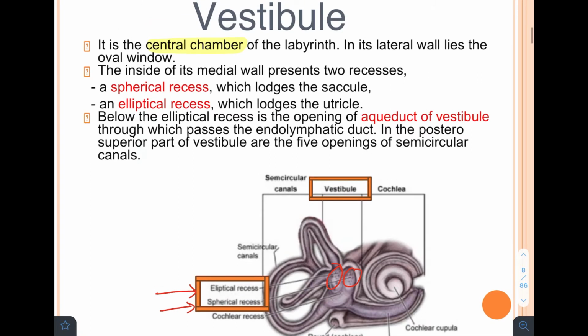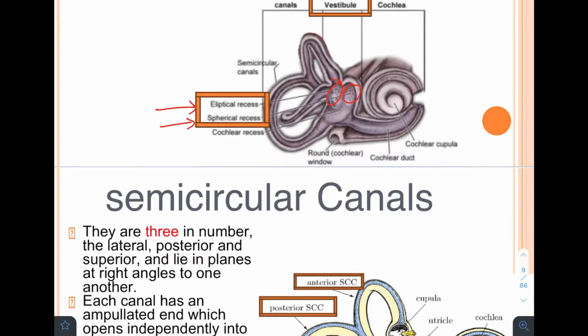So, basically what we come to know is that the vestibule is the central chamber of the labyrinth, and in its lateral wall lies the oval window where the stapes footplate gets attached, and the medial wall provides 2 recesses, one for the saccule and one for the utricle. Other than this, there is also an opening of the aqueduct of the vestibule for the endolymphatic duct, and the posterior superior part of the vestibule gives 5 openings for the semicircular canals.